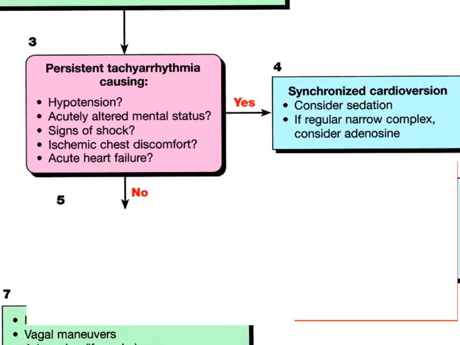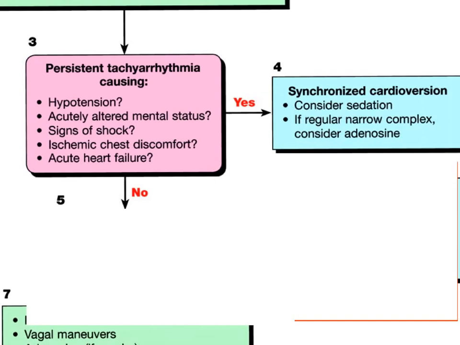So the number 3 box in the algorithm, the pink box, is directing us to determine if the patient's symptoms are severe. Are they unstable? Do they have hypotension? Are they acutely altered? Are there clear signs of shock? Is ischemic chest discomfort present, which almost certainly means a 12 lead will have to be involved? Are they in acute heart failure? These are the unstable patients. If so, we're going to move toward either synchronized cardioversion or, in a few cases, adenosine therapy. If not, then we're going to move on down to more conservative therapy.